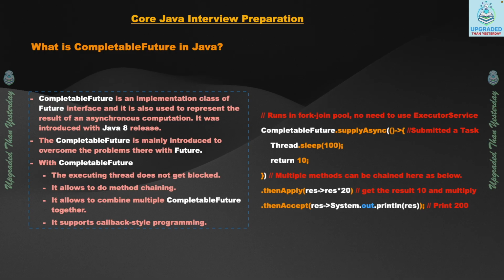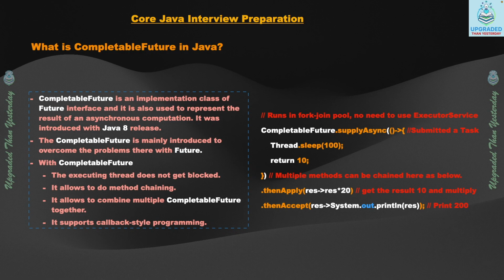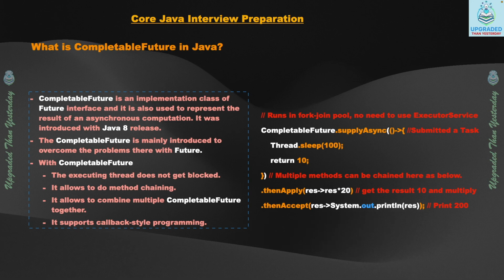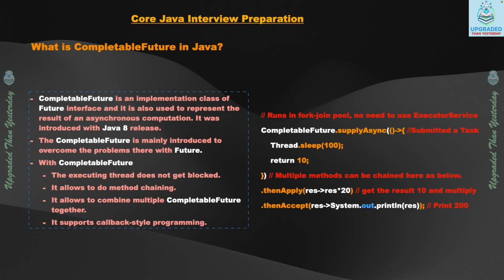CompletableFuture was introduced with the Java 8 release. It was released mainly to overcome the problems with the Future interface. With CompletableFuture, the executing thread doesn't get blocked. It can perform other tasks simultaneously. CompletableFuture allows method chaining, which is not possible with Future. It allows combining multiple CompletableFutures together, again which is not possible with Future. It supports callback style programming.